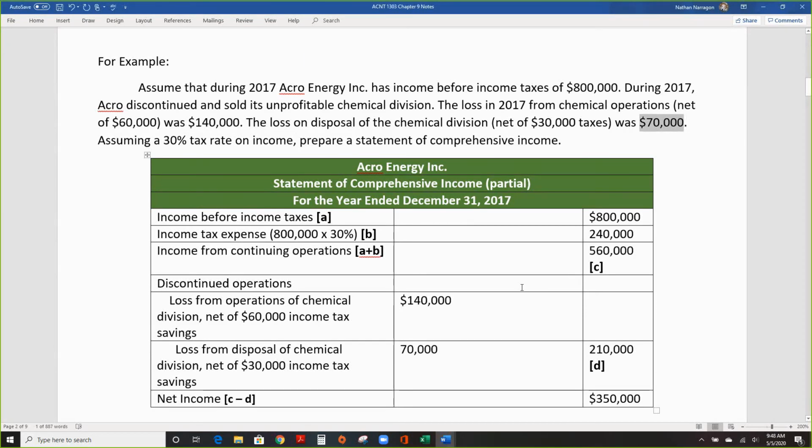Okay? So, first thing that we have to do when we create this partial income statement, especially when we're dealing with discontinued, we're going to take income before income taxes. This was that $800K. I even tried to give y'all a little bit of the formulas going on. So, trying to help y'all out. But, we're just going to call that A for right now. Income tax expense is $800,000 times the 30% of taxes, which is our tax rate. Okay? So we found out that's $240,000.